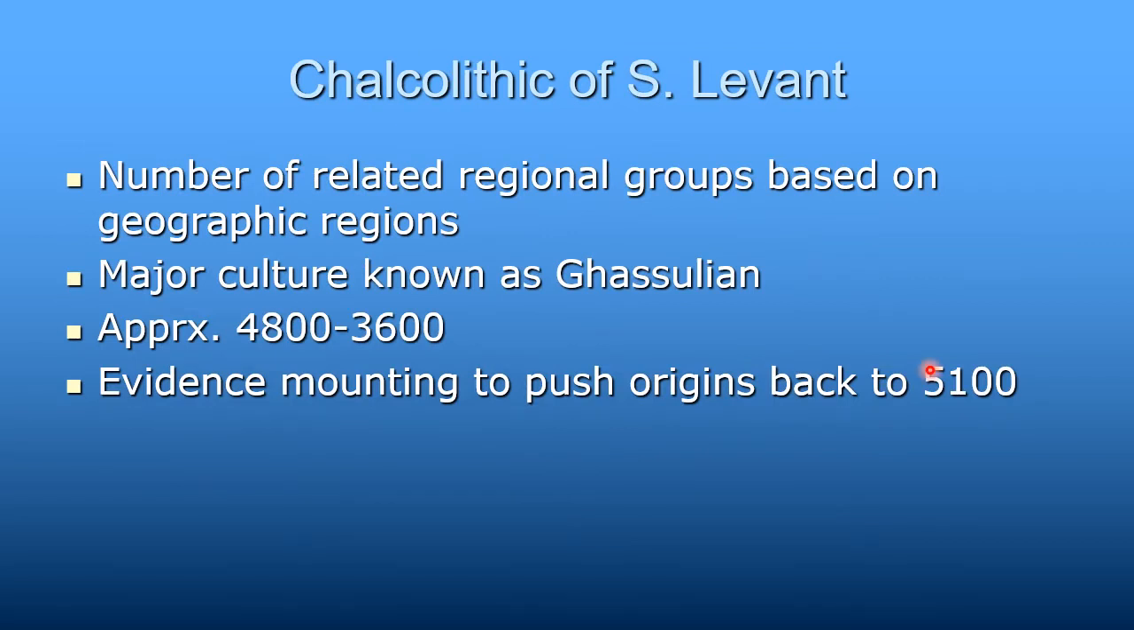As we move into the Chalcolithic, we start to have more and more data. It's been an area of extreme interest over the last few decades, and actually one of U of T's professors in Anthro, Ted Banning, who I mentioned earlier in other classes, has played a significant role in helping to clarify the period. Generally, we have a number of regional groups based on their tight geographic regions, but one culture is particularly best known for the region called the Chasulian, which dates from roughly 4800 to 3600. But evidence is slowly emerging that we can probably push it back to about 5100.